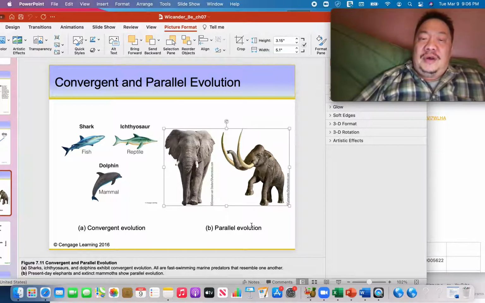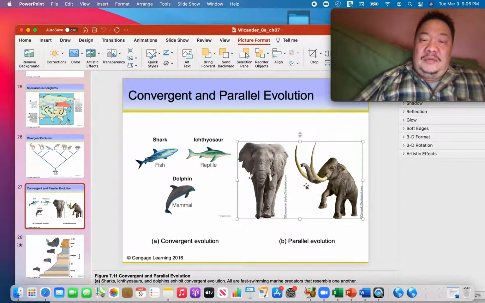That's parallel evolution. See the difference? These are distantly related and develop the same body form. These are closely related and develop the same body form because they came from a common ancestor in the not too distant past. That's parallel evolution.